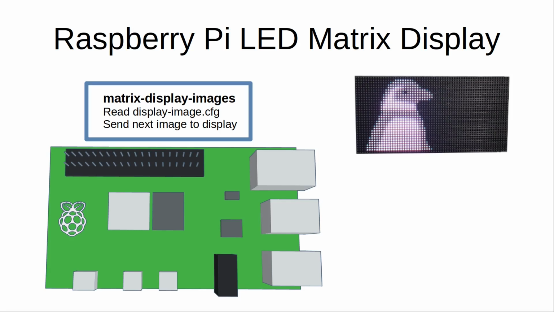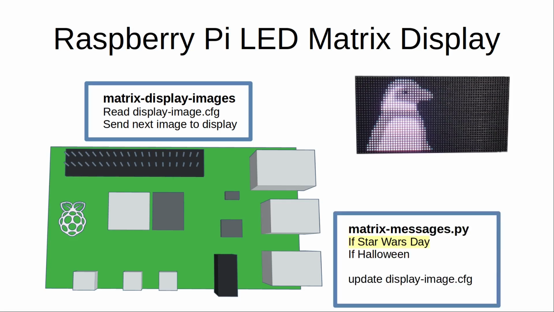This was therefore created in C and has minimal functionality, so it can run quickly without putting too much load on the Raspberry Pi. The other is a Python program, which runs as a server daemon but spends most of its time sleeping. Whenever it wakes, it refreshes its own config file and sees if the date and/or time matches one of the special sequences. If it does, then it updates the display image.cfg file.